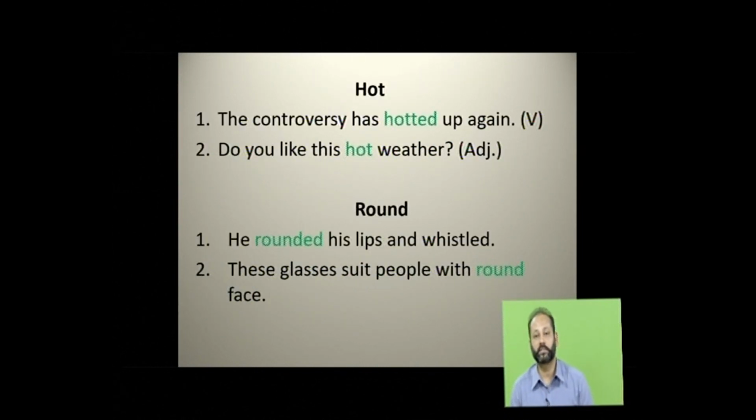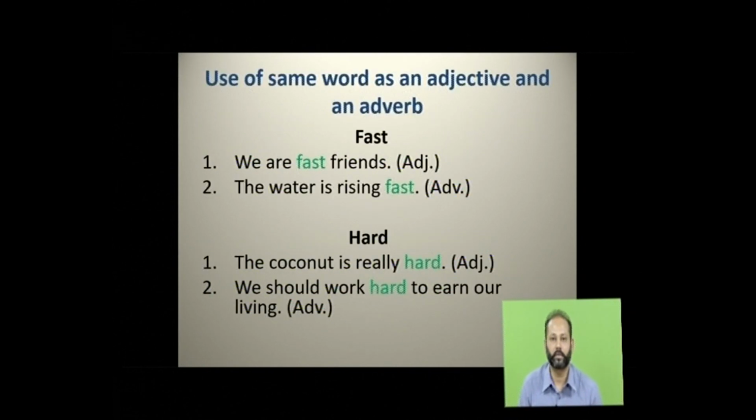Hot. Verb. The controversy has hotted up again. Here it is used as a verb. Then adjective. Do you like this hot weather? So before weather, it describes further what type of weather you like. Hot. It could have been cold as well. That also would have been an adjective. Then round. He rounded his lips and whistled. Rounded here is used as a verb. These glasses suit people with a round face. The face quality is described. It is round. So round is an adjective over here.